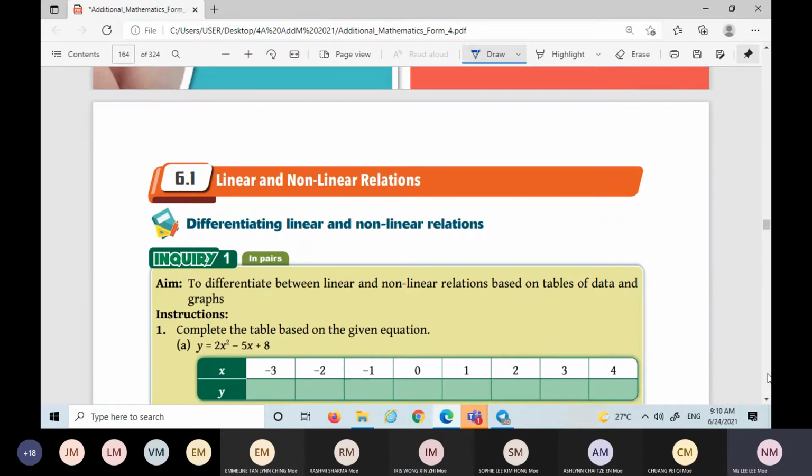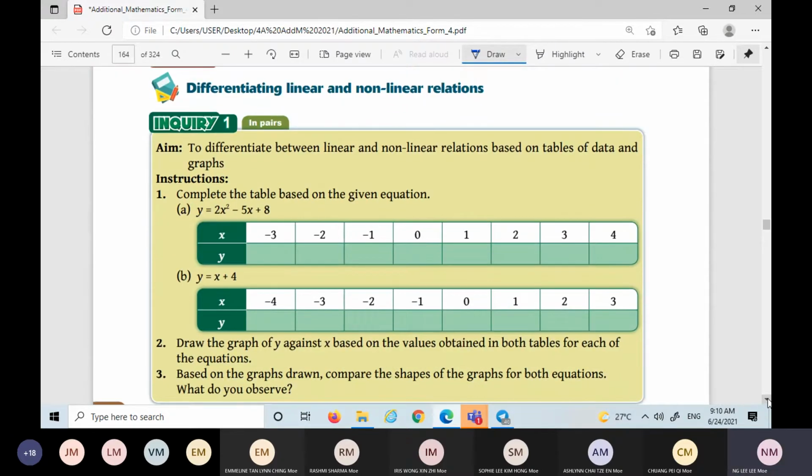Okay, then we start. Linear and non-linear relation. So we look at this. This part is quite simple. You just look at this equation and these equations. If you sketch a graph, this one is quadratic, so the shape of the graph will be a parabola. The coefficient of x squared is positive, so it's a smiling face, a U shape. For this, y equals mx plus c, so this is a straight line.